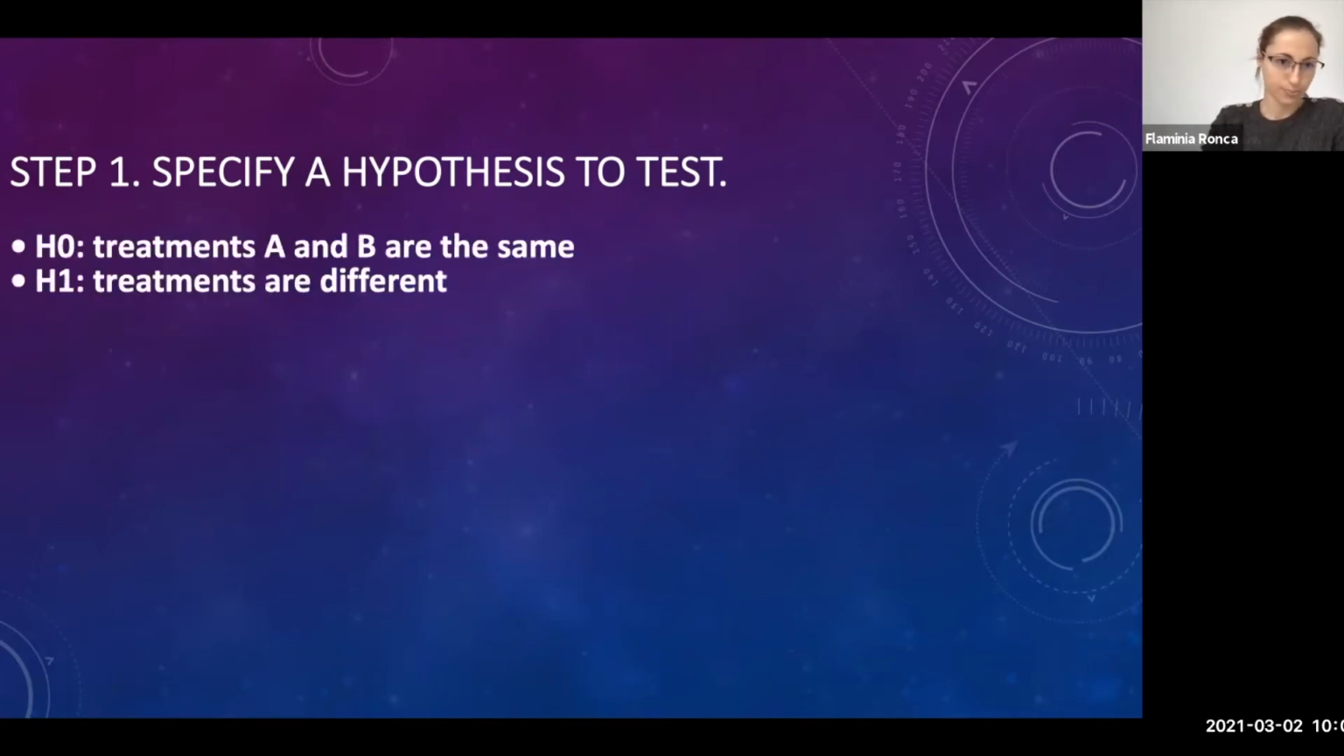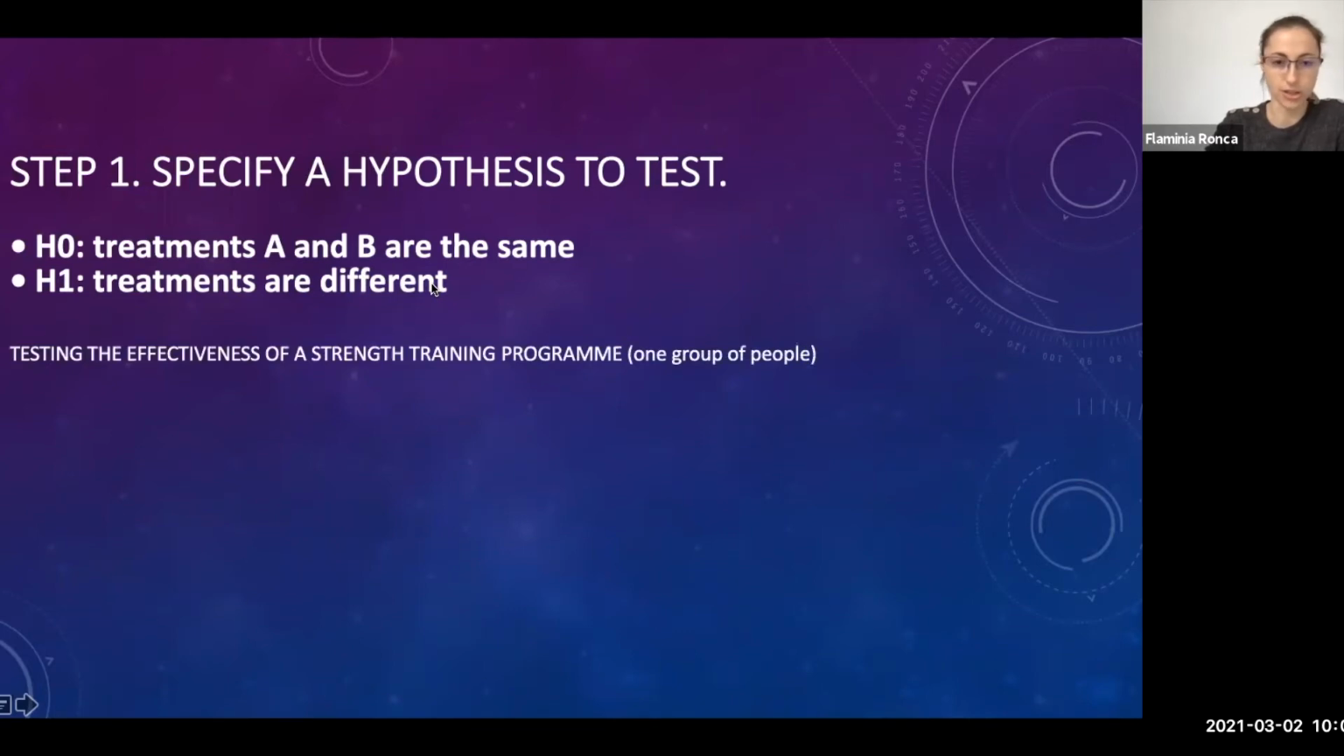So you have the null hypothesis, which is H0, and the null hypothesis is if nothing happens. So if the treatment doesn't work, what happens? Well, if the treatments A and B are not different, then nothing happens, no change in the data. And your actual hypothesis, or your alternative hypothesis, is that yes, treatment A and B are different, so that there will be an effect of some sort.